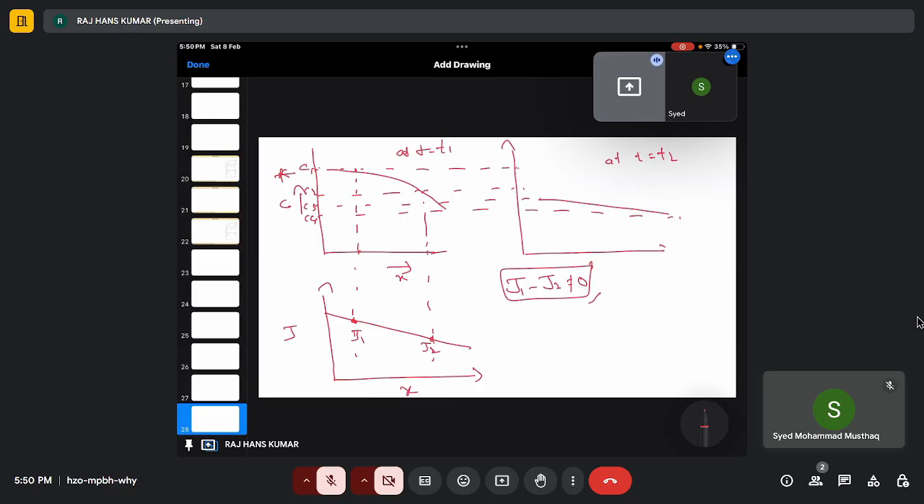If concentration is linear, then J1 equals J2. The flux will remain constant throughout the distance. But here it's not the case. Why? Because concentration is also not a linear function of x. That's why there is some net accumulation. There is some net accumulation of mass or atoms.